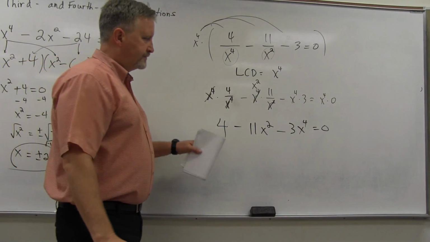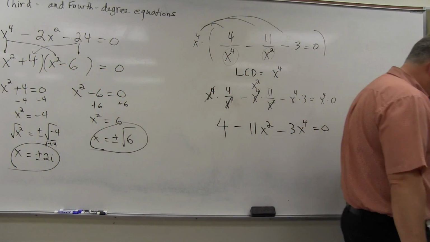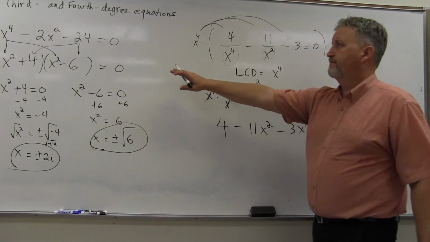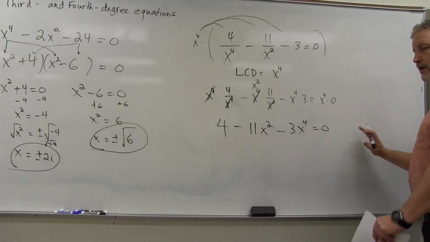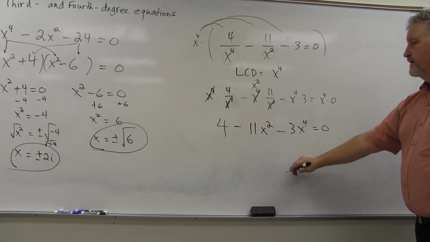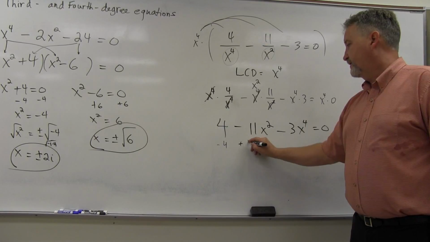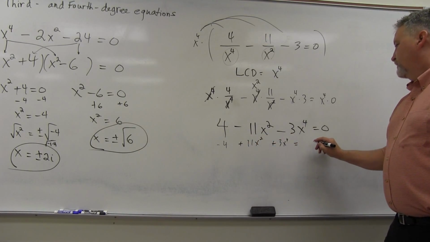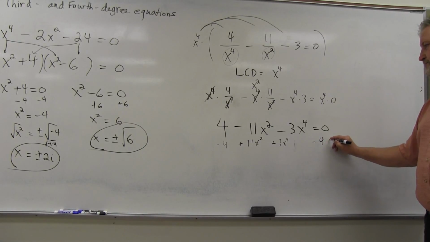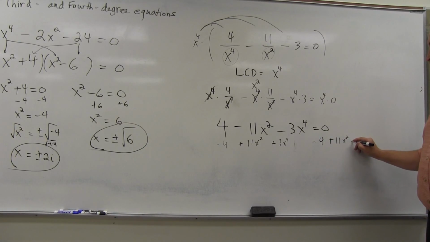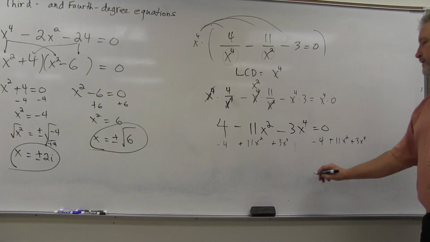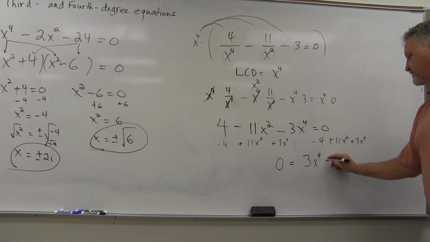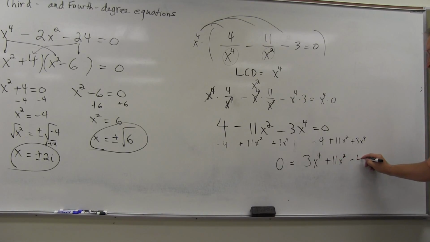All right, here's what I can do for this one. This one is going to set up very much like the previous one. Let's just move all these terms over to make this one positive. So let's subtract the 4, add the 11x squared, and add the 3x to the 4th to both sides. And then let's write them in order: 3x to the 4th plus 11x squared minus 4.